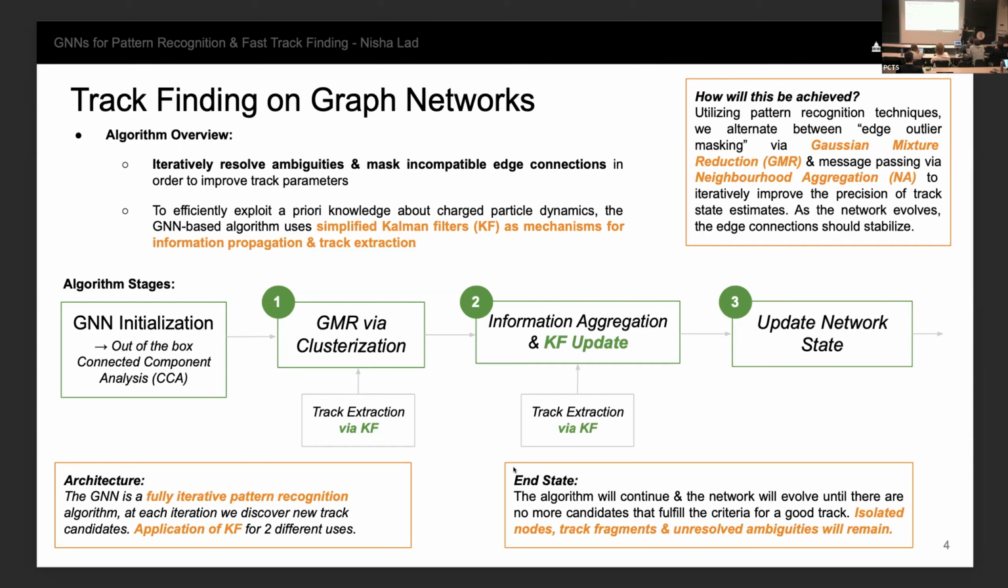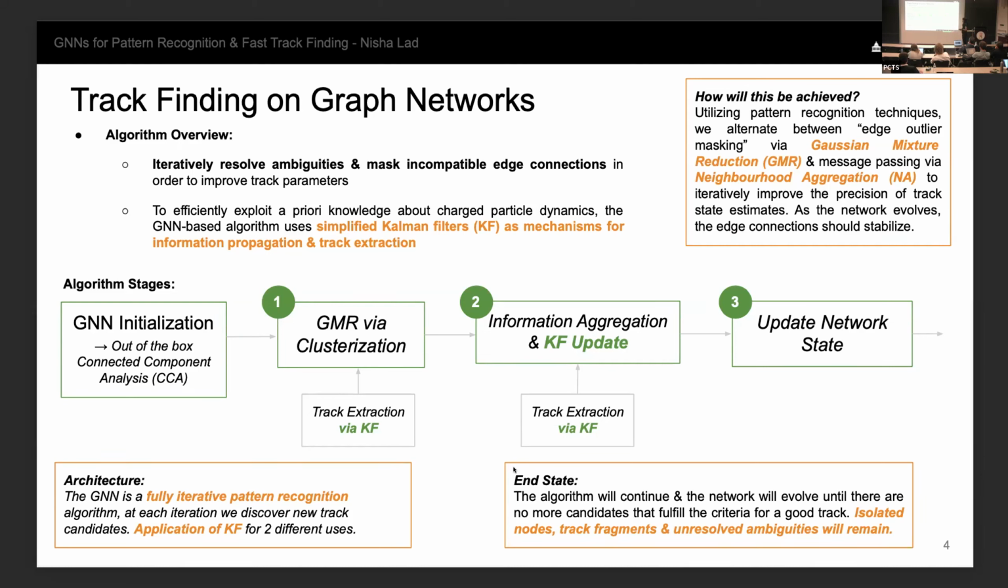The second part of the algorithm is then information aggregation and KF update, the Kalman filter update stage. So this is really where we harness message passing, message distribution within the network. We then extrapolate the states between a node and its edge pairs. And then if the state is compatible, we apply a Kalman filter update there. And then the third stage is network update. So this is where if there have been any changes within the network, so edge connections become deactivated or activated, we need to reweight components and update our network state and track state vectors.